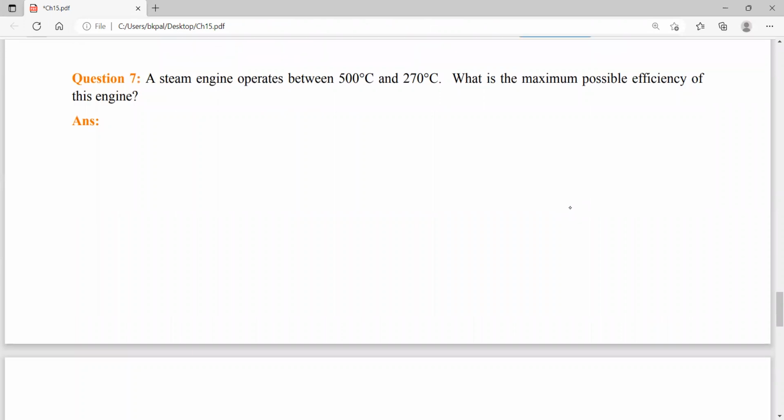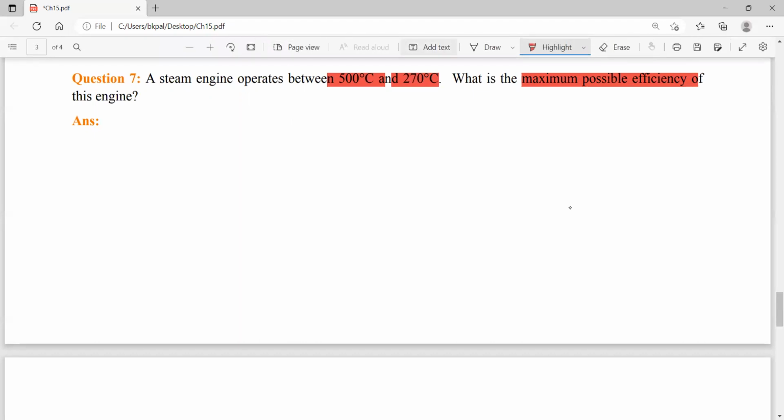Here a steam engine, again a heat engine, operates between these two temperatures. The higher temperature is for the high temperature reservoir, and 270 degrees is the temperature of the low temperature reservoir. We have to find the maximum possible efficiency. When temperatures are given, we are trying to calculate the ideal, or theoretical, efficiency, which for a heat engine is 1 minus TL over TH. TL and TH are the temperatures in Kelvin scale.